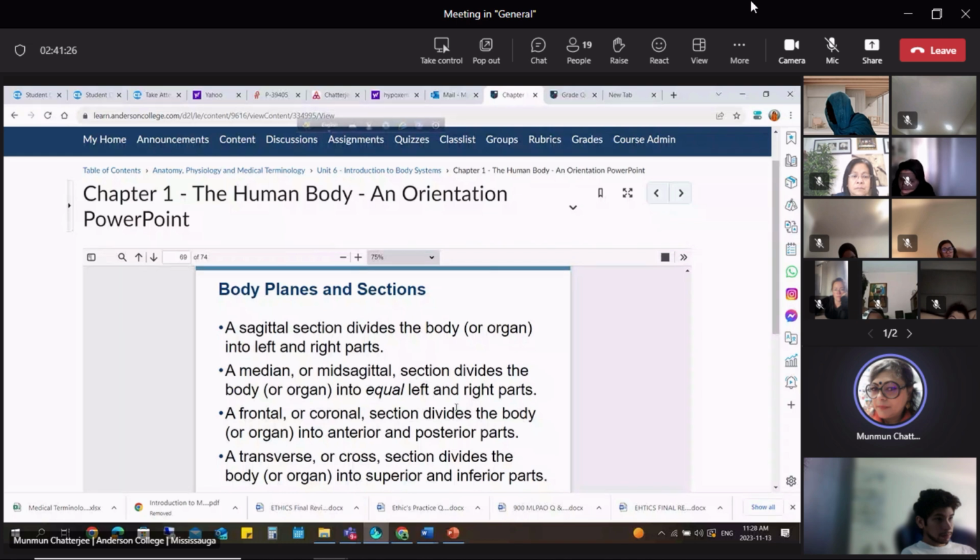Frontal or coronal. When the body divides into anterior and posterior parts, so that you can cut the sections in such a way you can divide the body. This is the front side, this is the back side. So that is called the frontal or coronal.